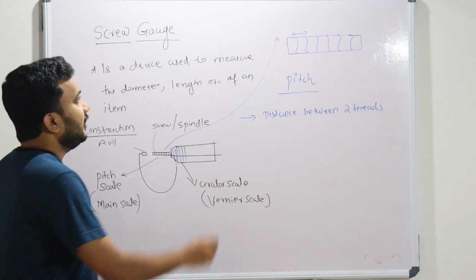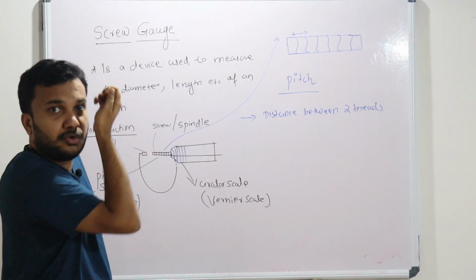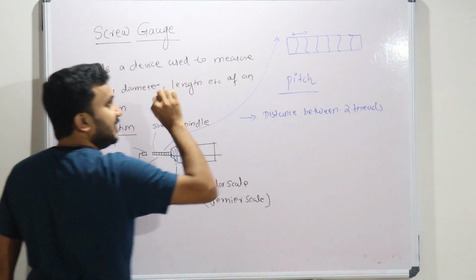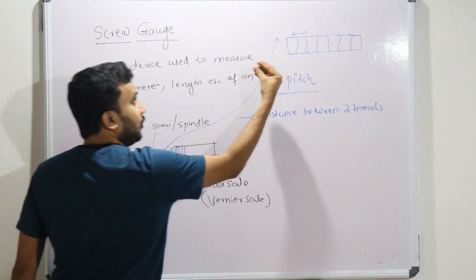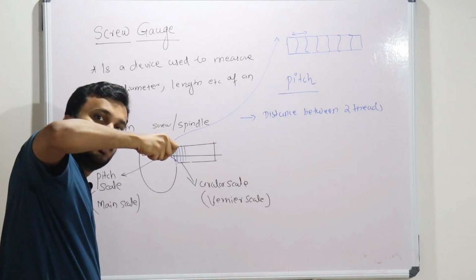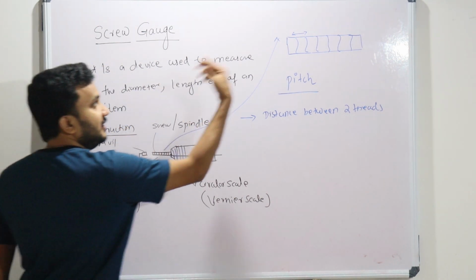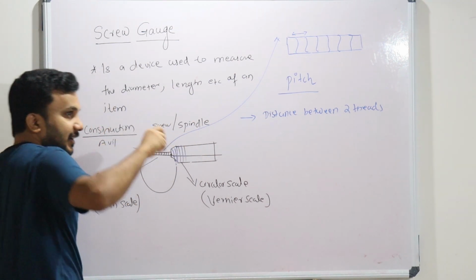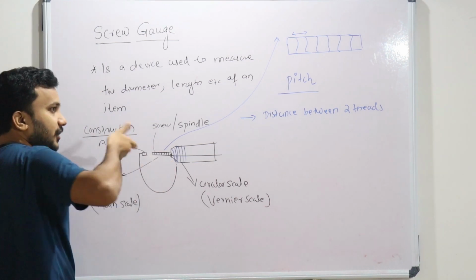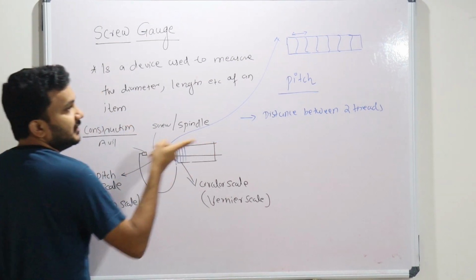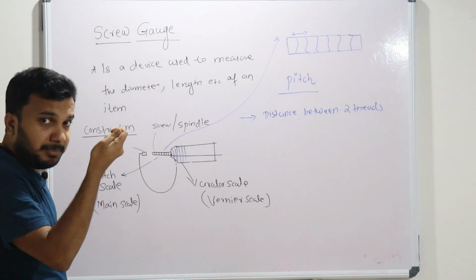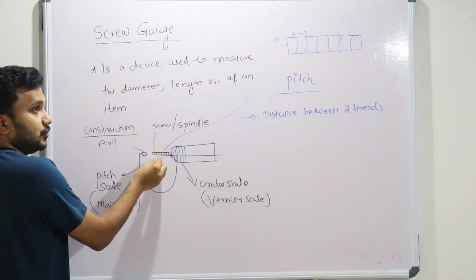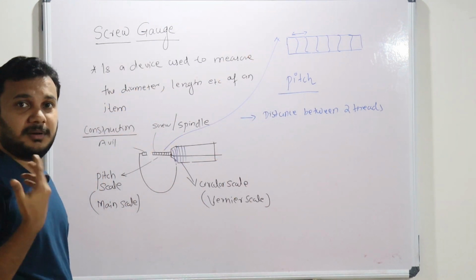Which means if you have given a full round of tightening of this circular scale, then this much area, called the pitch, will go out. Or if you are completely loosening the circular scale, then this much area will go inside. If you are tightening, this will come out. If you are making it loose, this will come inside. So for one complete rotation, one pitch distance of the screw will either come out or go inside.